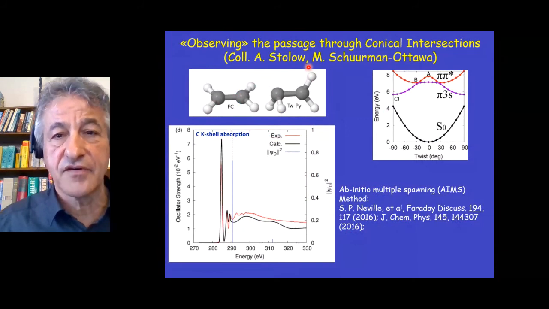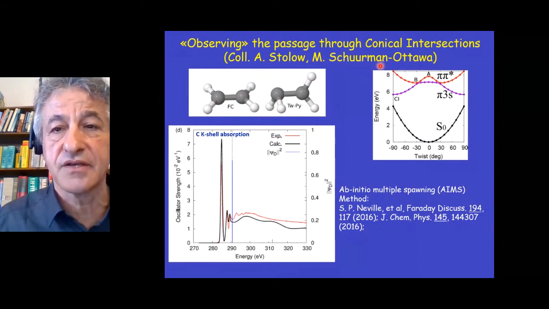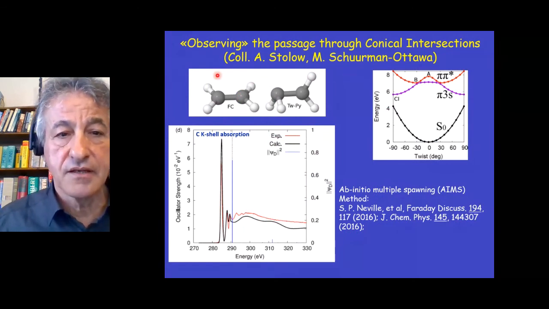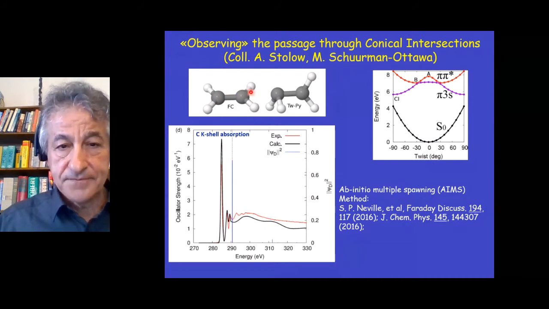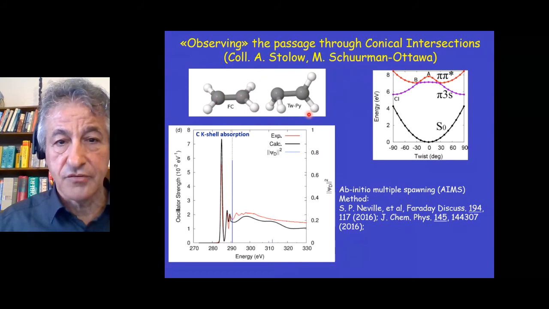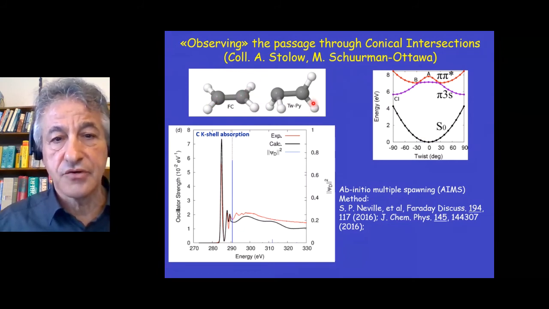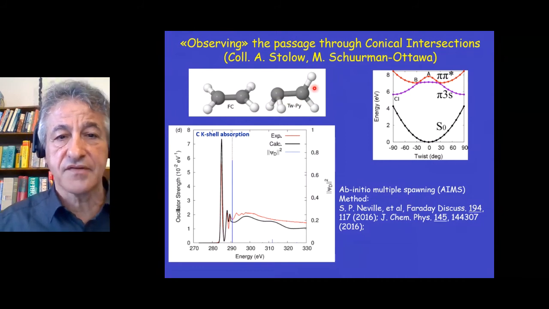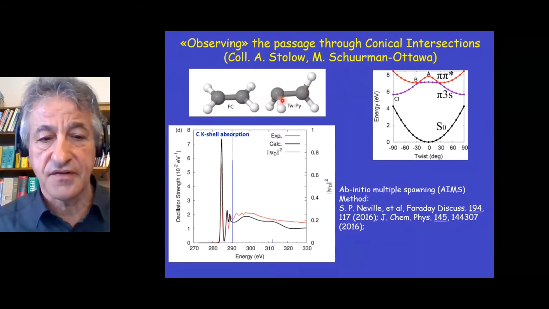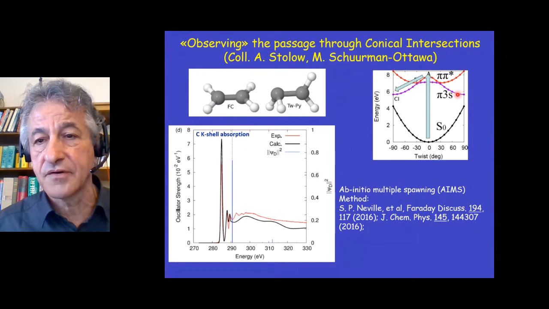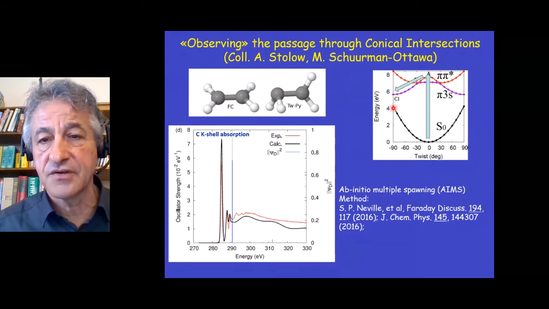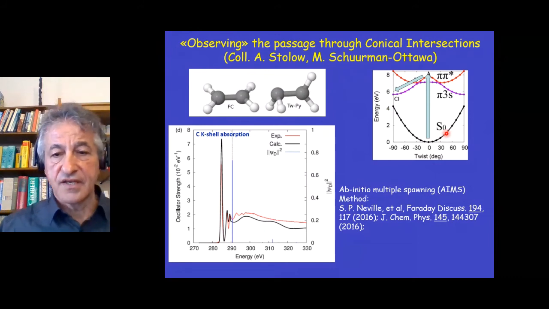This came up from a collaboration with Albert Stolow and Michael Schuurman in Ottawa, where they looked at the simplest case of isomerization, the ethylene molecule. After photoexcitation of the molecule, it's known that you undergo this isomerization. And one of the drivers of this isomerization is the formation of an ion pair, C plus C minus, at the conical intersection. So basically, you excite the pi star, it goes through the Rydberg pi 3s, and it reaches a conical intersection with the ground state, and you have the isomerization.